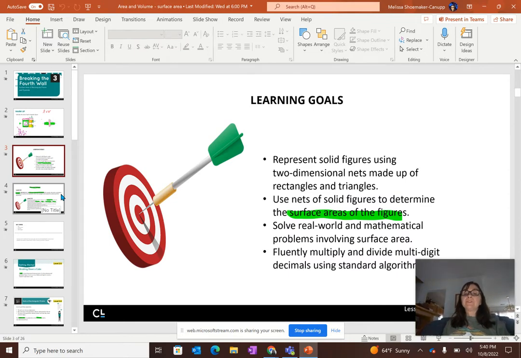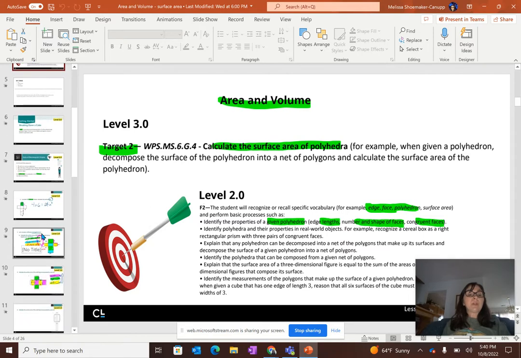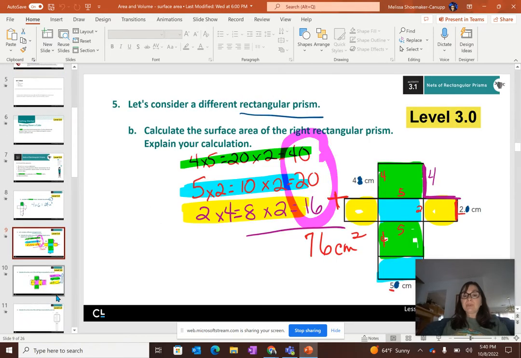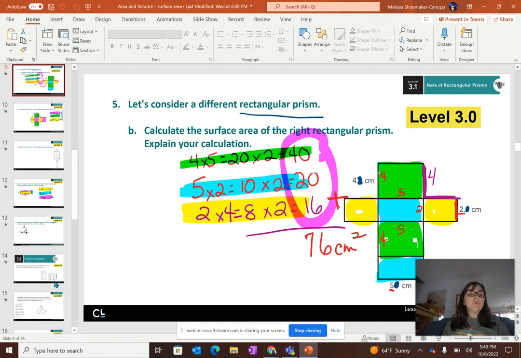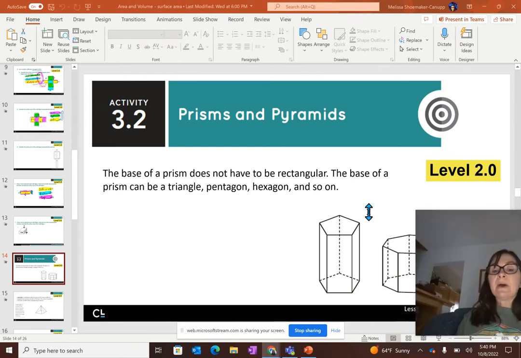Remember, we are focusing on surface area, and the actual target tells us that we should be able to find the surface area of a polyhedra. Remember, that is just polyhedron. That's when we turn those two-dimensional squares, rectangles, and triangles into three-dimensional shapes, such as cubes. Now, we've really been working with rectangular prisms, and so we're going to move on and do pyramids and some other kinds of shapes here.